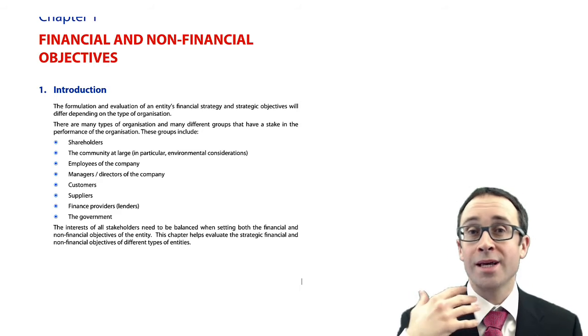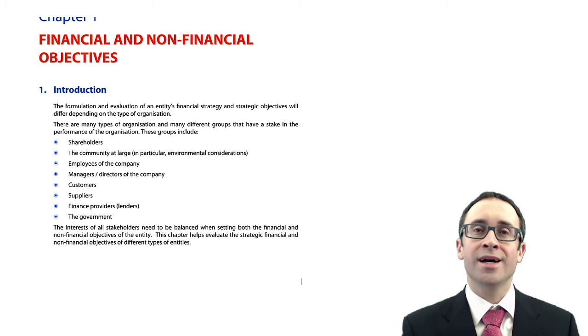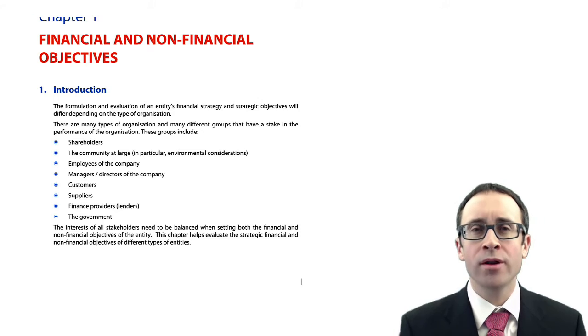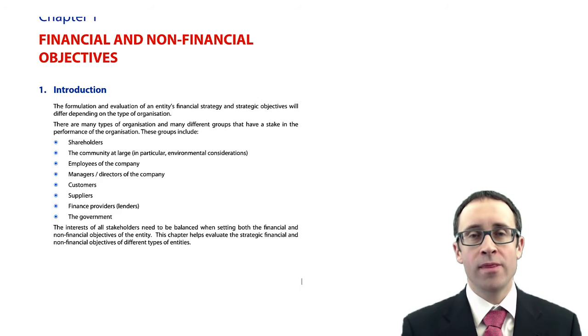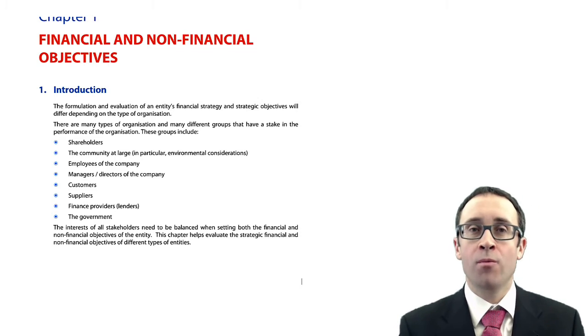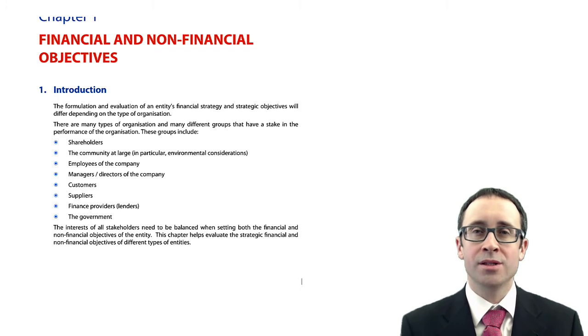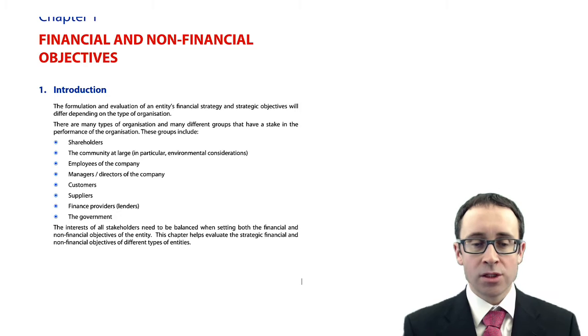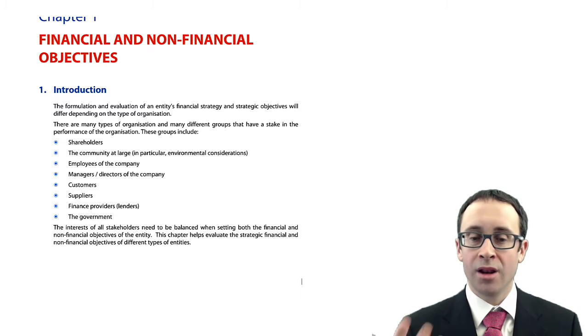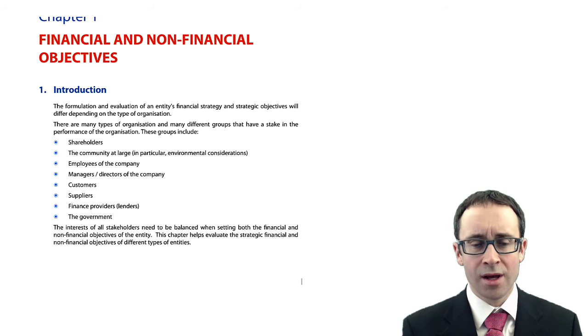And as well as knowing who the stakeholders are, we also need to have an awareness of what those stakeholders are interested in. What do they want to see happening within the business, and what do they want, not necessarily as a return, but as an outcome that the business is producing, okay? So what you've got there is the community at large, okay? It mentions in brackets the environmental considerations.